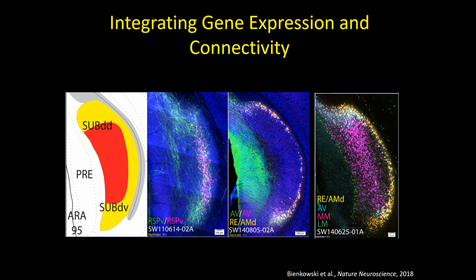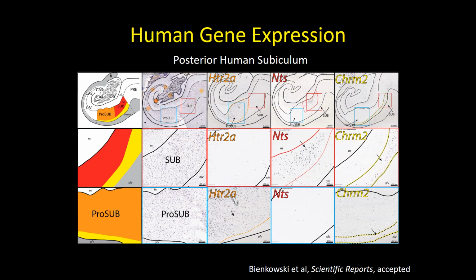Using our quadruple retrograde tracing approach, we were able to retrogradely label almost every neuron at this level to produce an image of the anatomical organization of projection neurons that's highly similar to the gene expression atlas on the left. More recently, we have begun analyzing the Allen Institute's human in situ hybridization data and have found evidence that the human subiculum also contains similar gene expression layers.